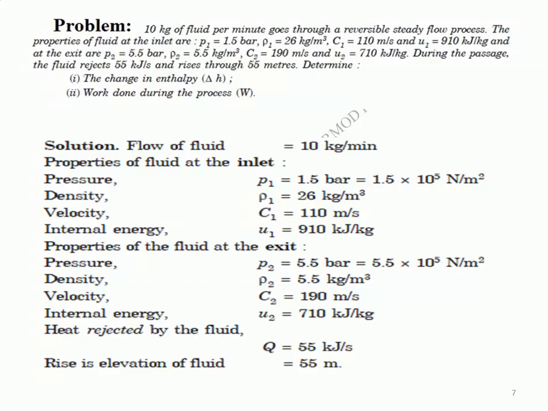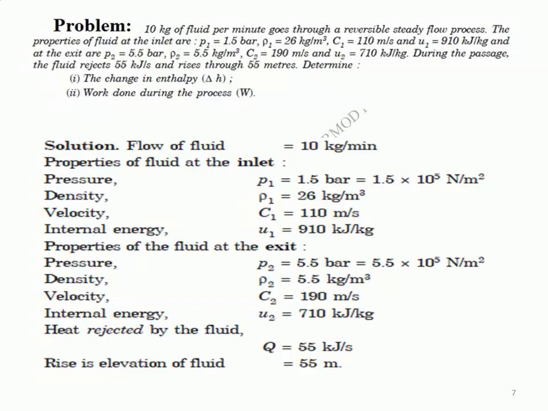Properties of fluid at the inlet. Pressure P1 equals 1.5 bar equals 1.5 × 10^5 newtons/meter², density rho1 equals 26 kilograms/meter³, velocity C1 equals 110 meters/s, internal energy U1 equals 910 kilojoule/kilograms.